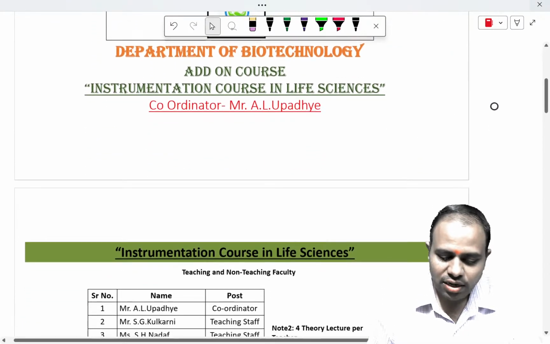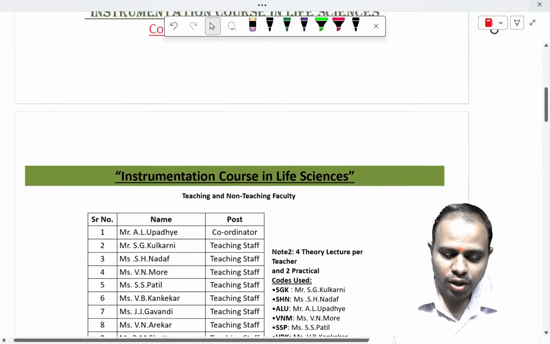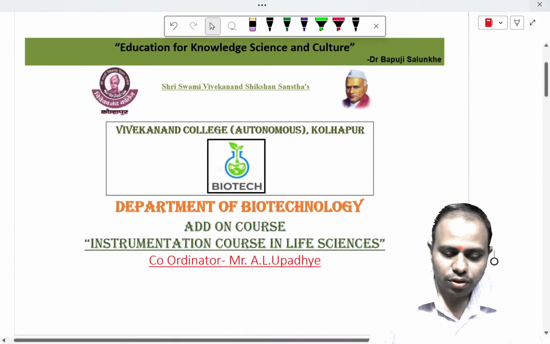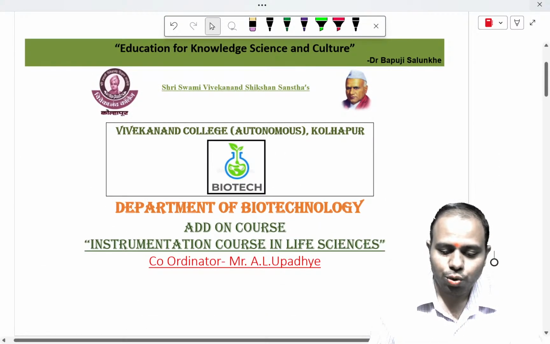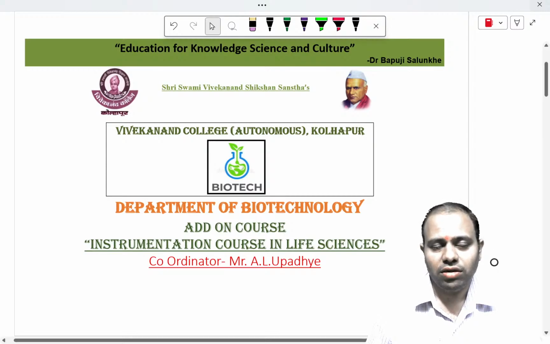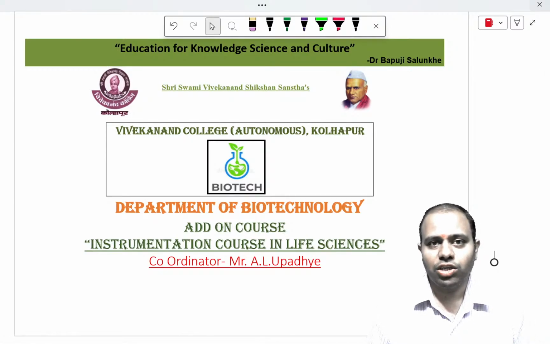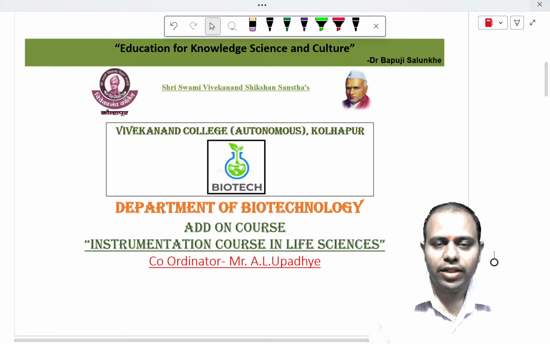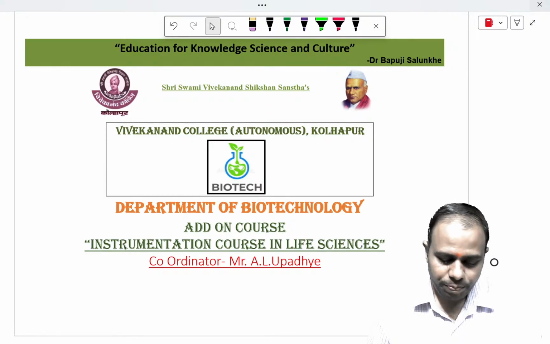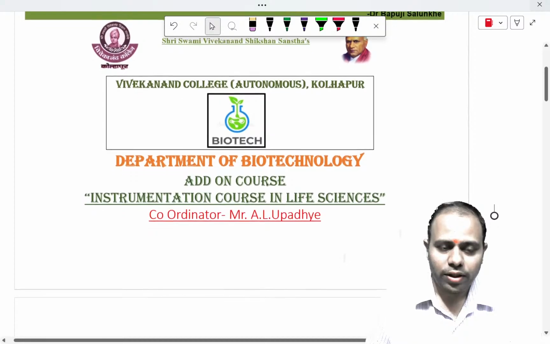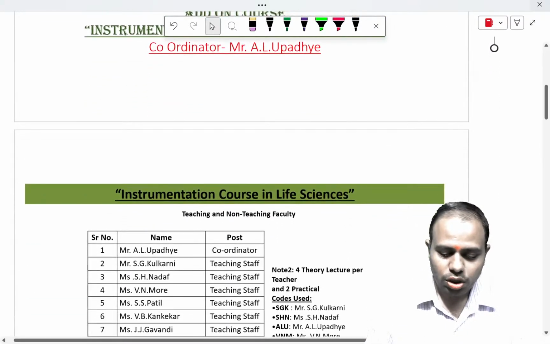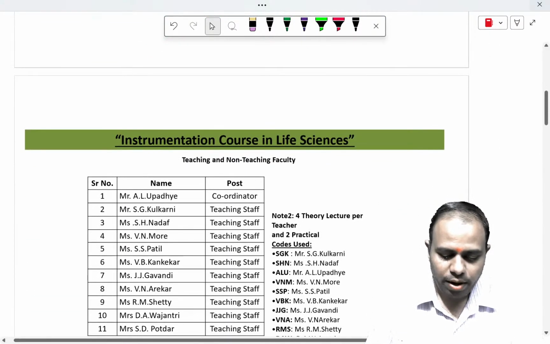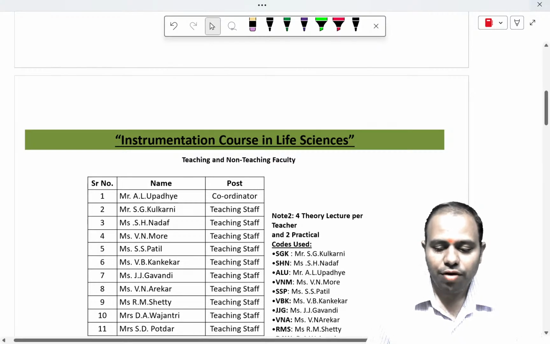One by one I'll take you through the different aspects of this course, that is the syllabus that is distributed among the faculties of the Department of Biotechnology, and we are going to see the distribution of the practicals that will be taken by the different faculty in the Department of Biotechnology, Vivekanand College, Kolhapur. Myself, Mr. Ashutosh Upadhye, I am the coordinator of this course. So the introduction lecture for today will be taken by me. Along with the introduction, I'll be covering a few points in the syllabus that is allotted to me.